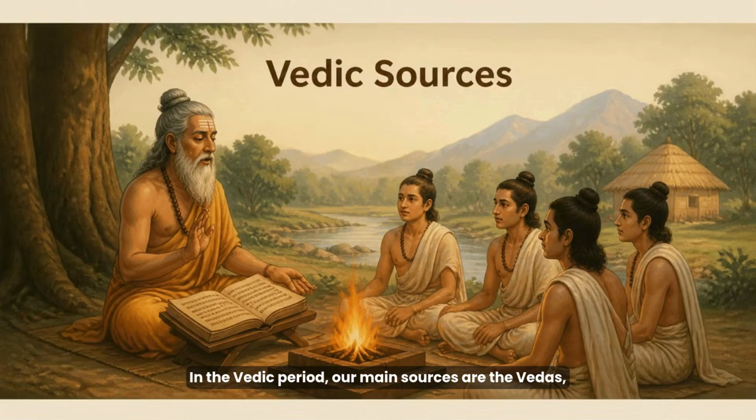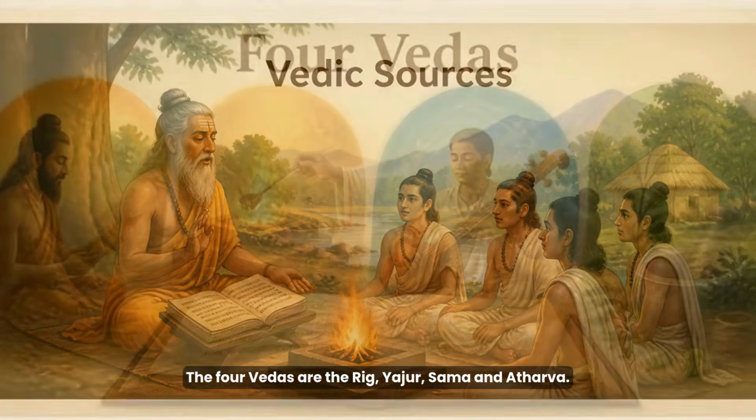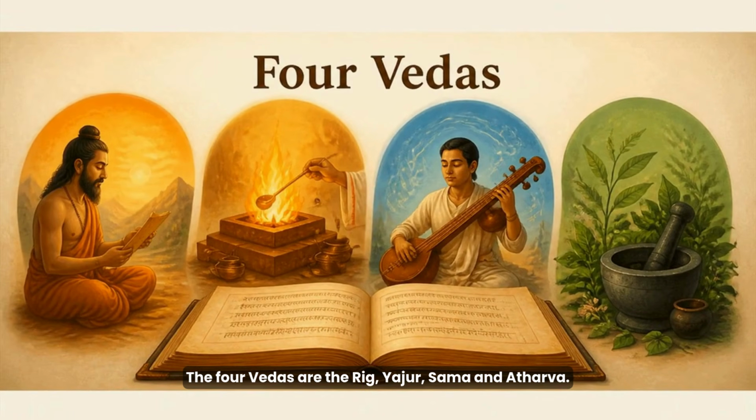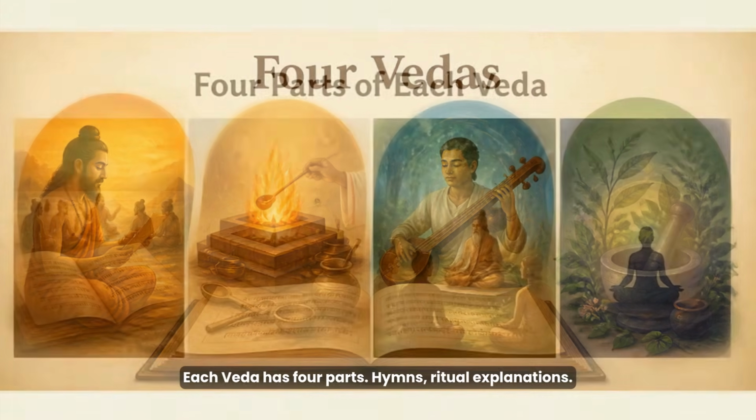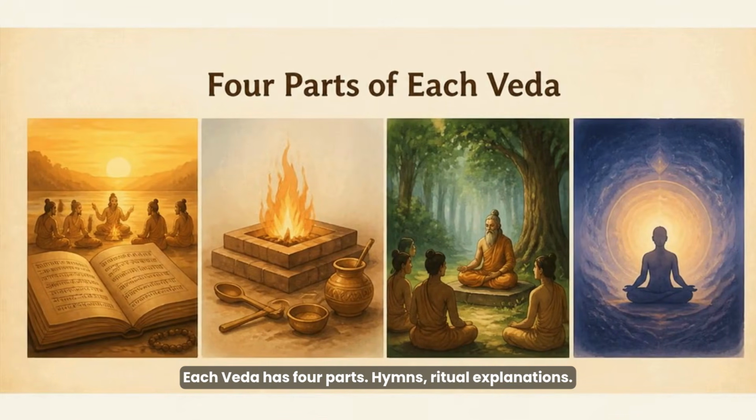In the Vedic period, our main sources are the Vedas, passed down orally for many years. The four Vedas are the Rig, Yajur, Sama, and Atharva, each with a different focus like hymns, rituals, music, and healing. Each Veda has four parts: hymns, ritual explanations, forest teachings, and philosophical ideas.